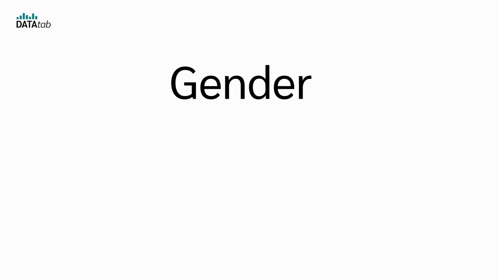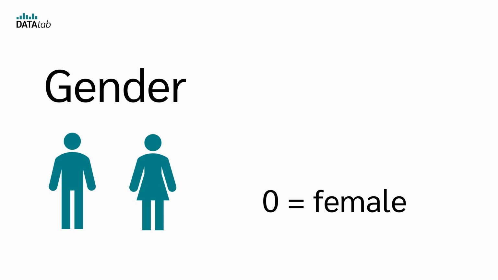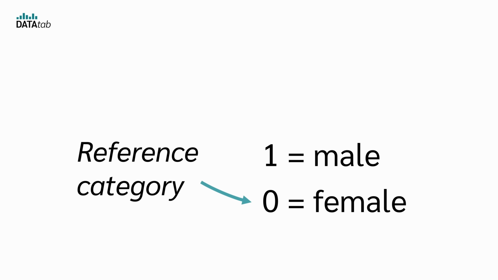Imagine we have the variable gender with the categories male and female. Now we can code female as 0 and male as 1. The category coded with 0 is our so-called reference category.